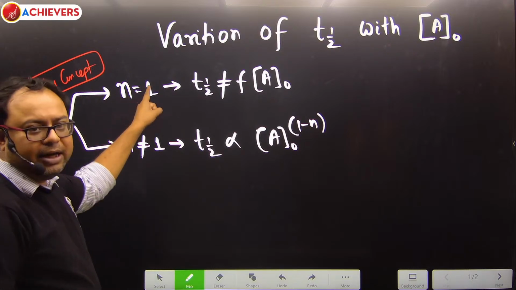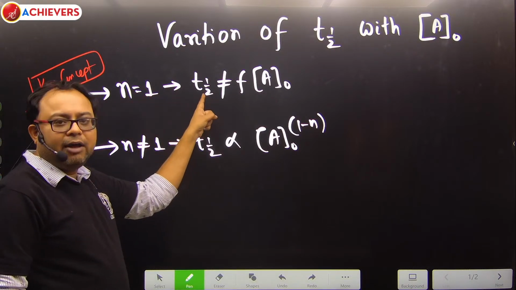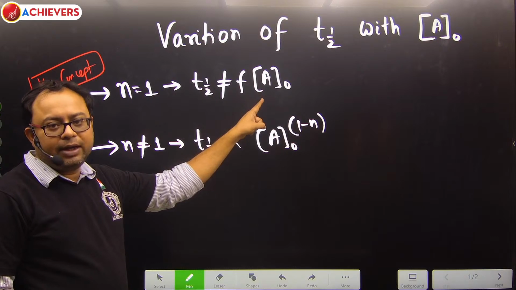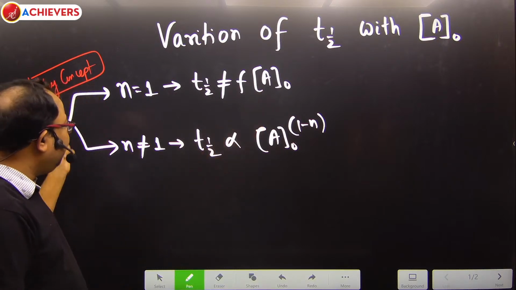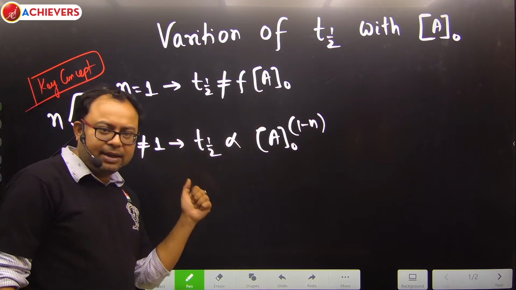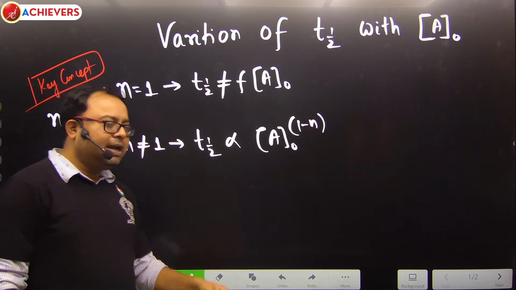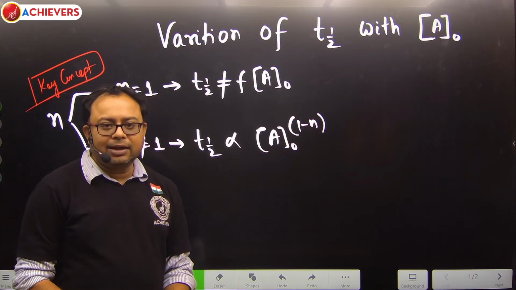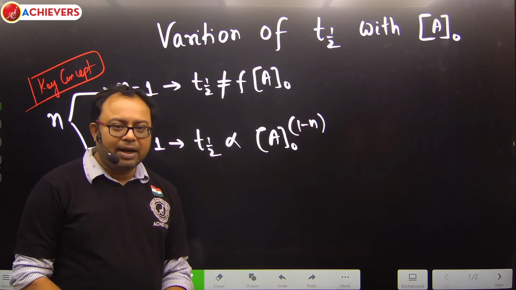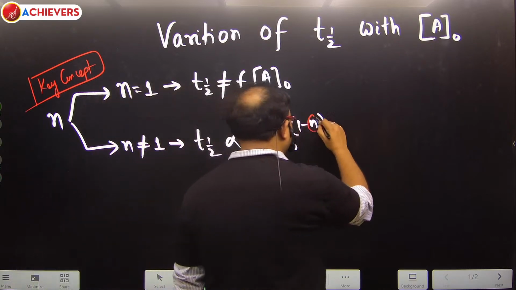For a first order reaction, that is n equal to 1, the half-life time is independent of initial concentration, and for any non-first order reaction, that is n not equal to 1, the half-life time is proportional to the initial concentration raised to the power 1 minus n, where n is the order of the reaction.